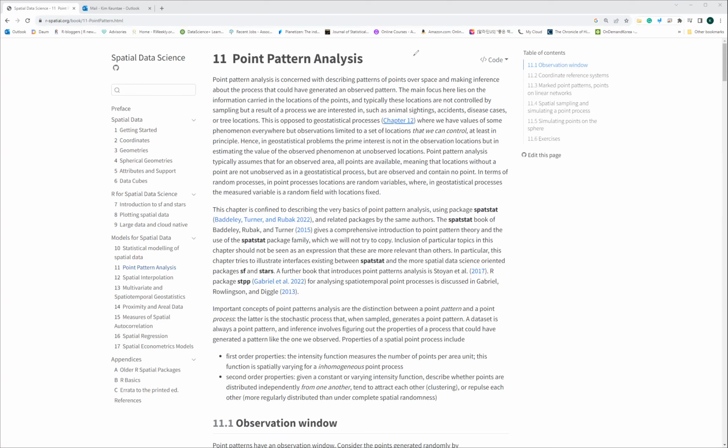And it is also inferential statistics to determine how the observed pattern should be generated. The main focus is the location of the points and how those things are distributed. Examples include accidents or disease cases.